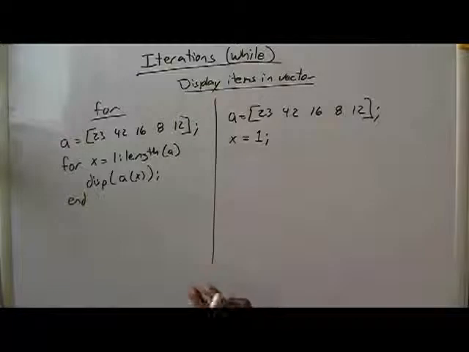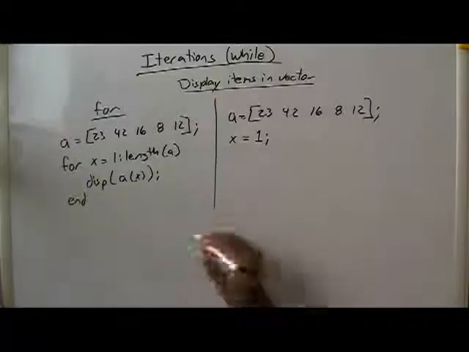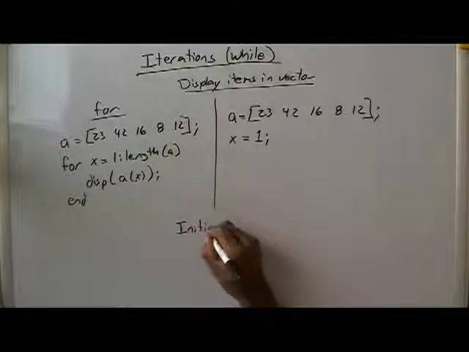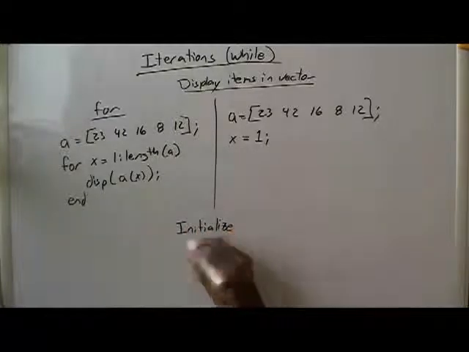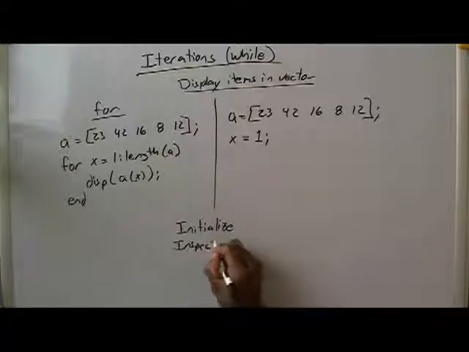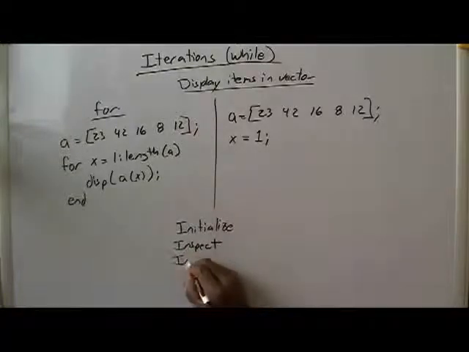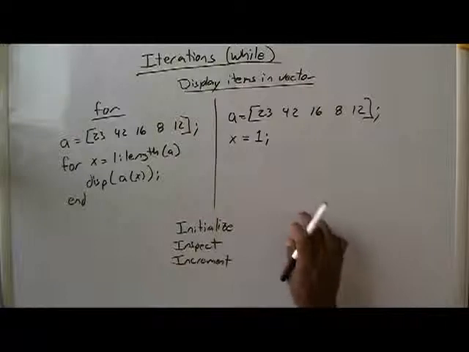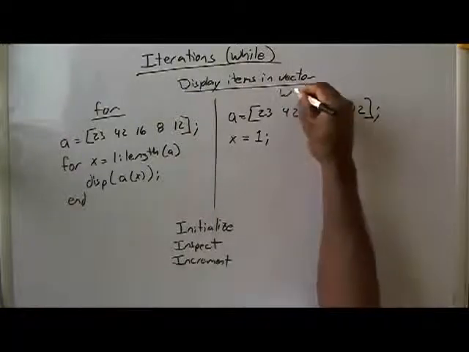Remember our three things. We have to initialize, we have to inspect, and we have to increment. Okay, initialize, inspect, and increment. And that's what we have to do over here on the while loop side. This is the while loop side.